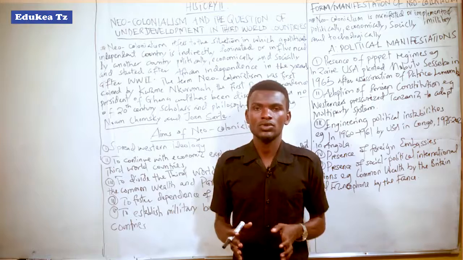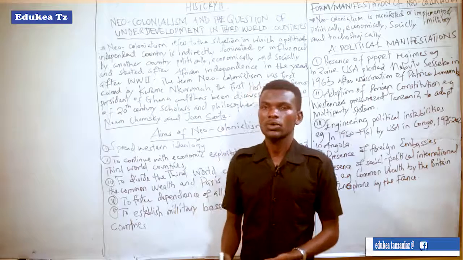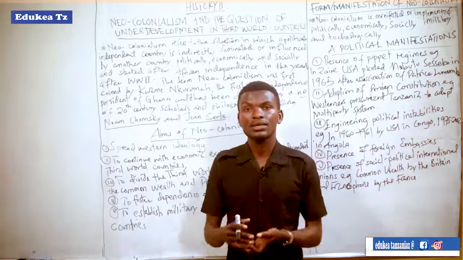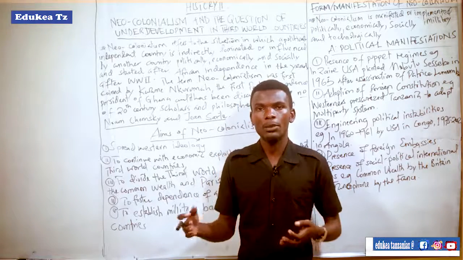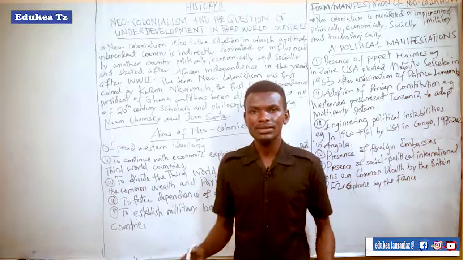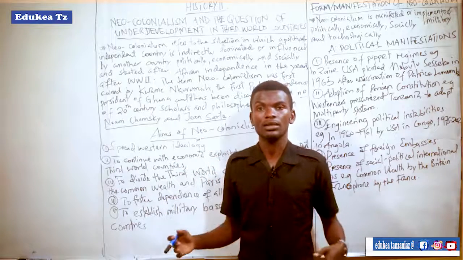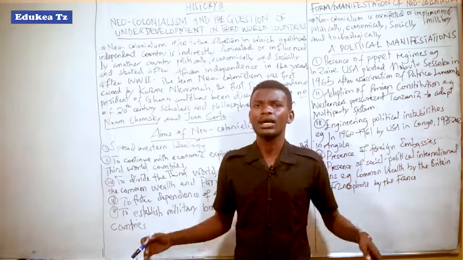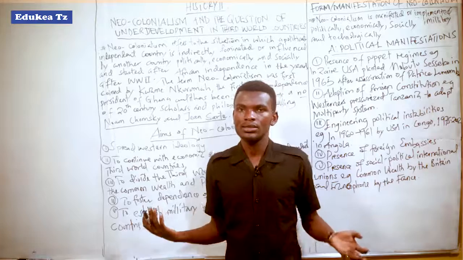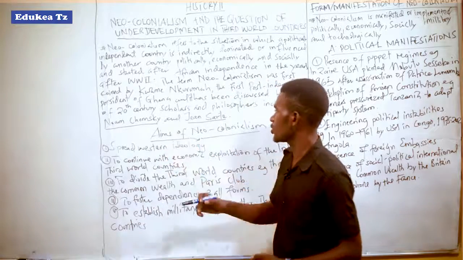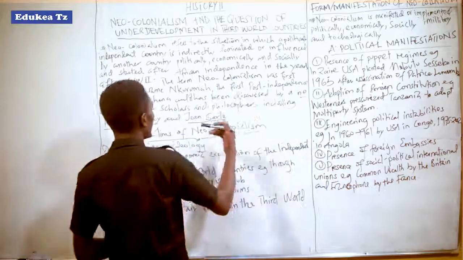exploiting our resources. So Africans were exploited by those imperialist powers. Our resources, like minerals, land, and whatever they want, like diamond, gold, silver, animal skins, like elephants. The elephants have been killed in the national reserves. So we can see our resources are being exploited by the imperialist powers. These were the aims of neocolonialism.